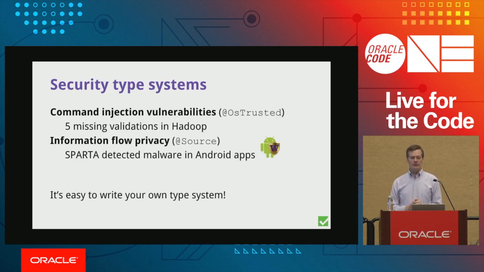Another really important domain is security. We showed you SQL injection already. We've also looked at command injection vulnerabilities. We found 5 missing validations in Hadoop, where a user could have executed an arbitrary string as a command line. And then we looked at Android apps, and we detected malware in a bunch of Android apps where private information was flowing to a place that was public.